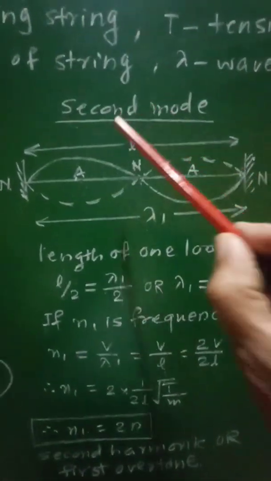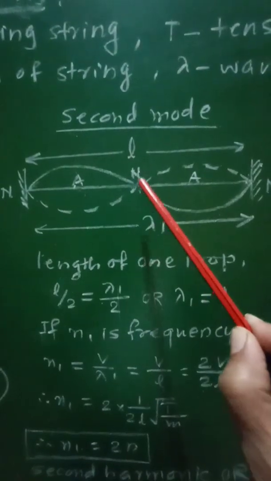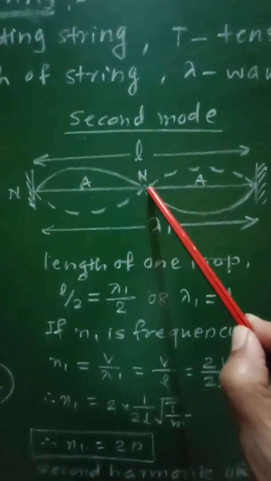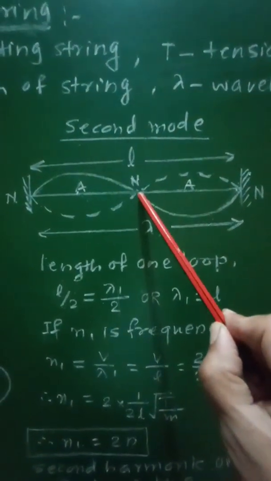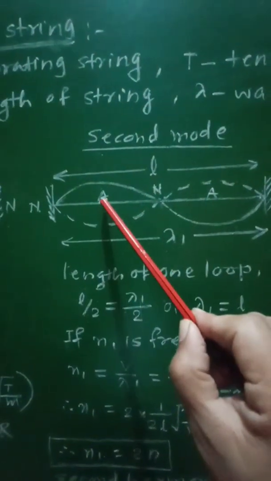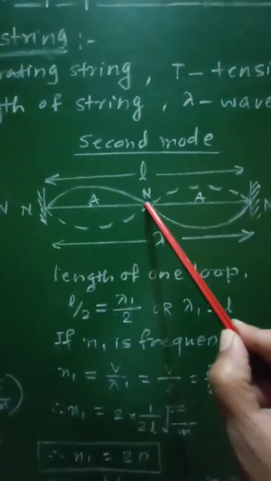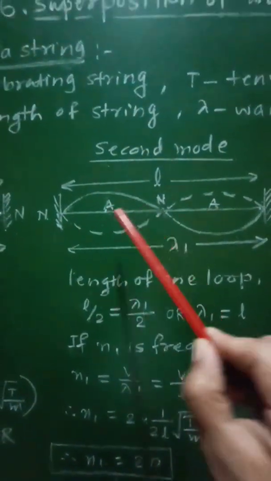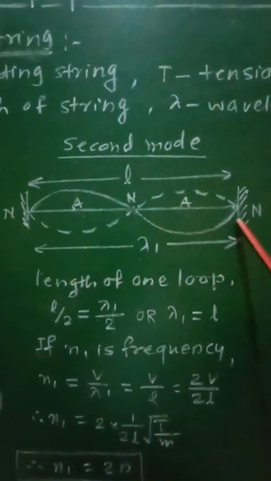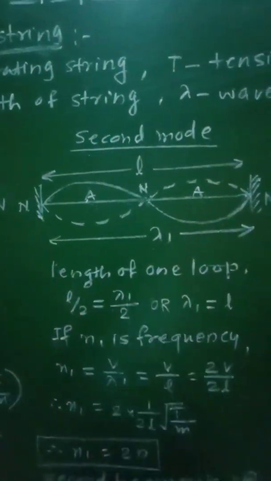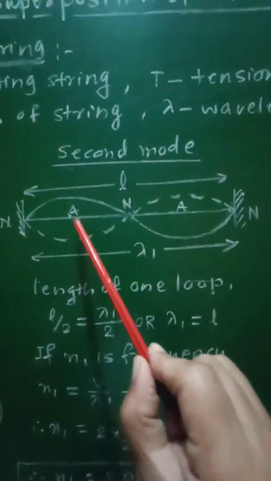Now let us consider the second mode. In the second mode, if the center of the string is kept fixed with the help of any light object, and if the string is plucked at a point midway of any one of these segments, then two loops will be formed along the length of the vibrating string, and therefore there will be formation of 3 nodes and 2 antinodes.